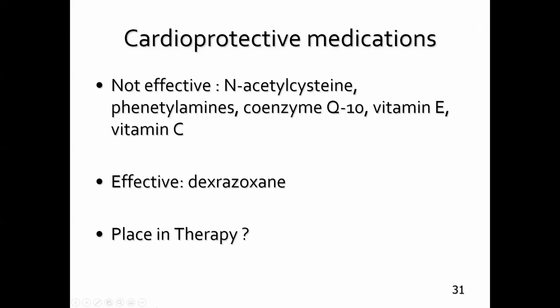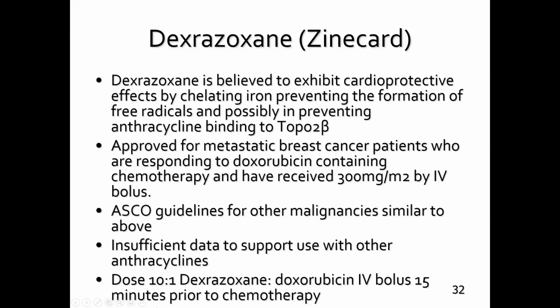So what is it, and when would you use this? Well, first of all, what is it? It's believed traditionally to exhibit its cardioprotective effects by chelating iron. So it's related to EDTA, it's an iron chelator, and preventing free radicals, which are thought to cause this damage. Recently, and when I say recently, probably within the last 5 to 10 years, there's more evidence that it binds to topoisomerase 2 beta, and that's its mechanism. And we'll talk about that in a second.